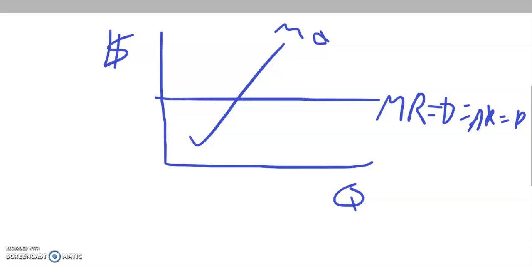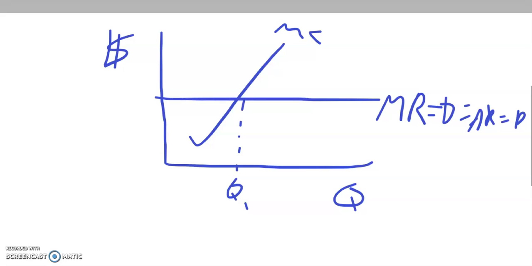MC. Try it again. MC. Okay, so we know that they're going to produce right here, where the two curves intersect. They're going to produce at Q1. The question is, though, are they making a profit or are they taking a loss? Like, what's actually going on here?